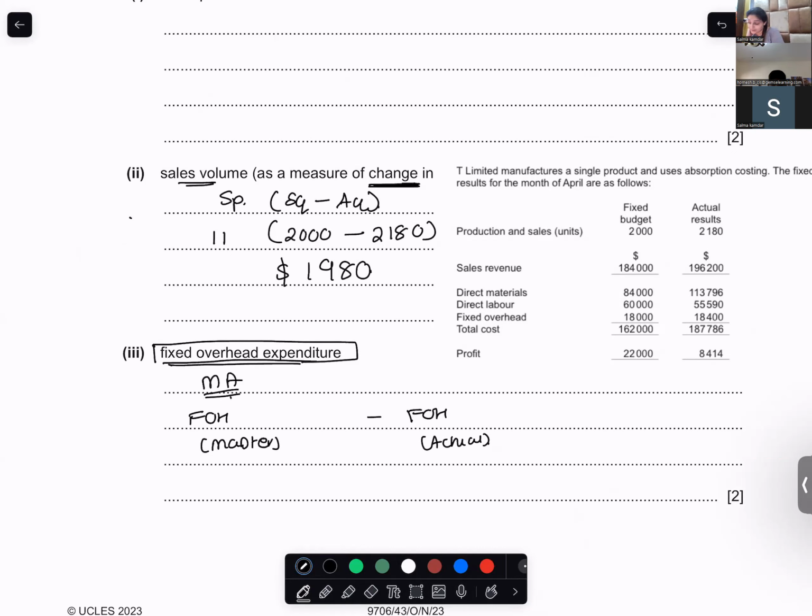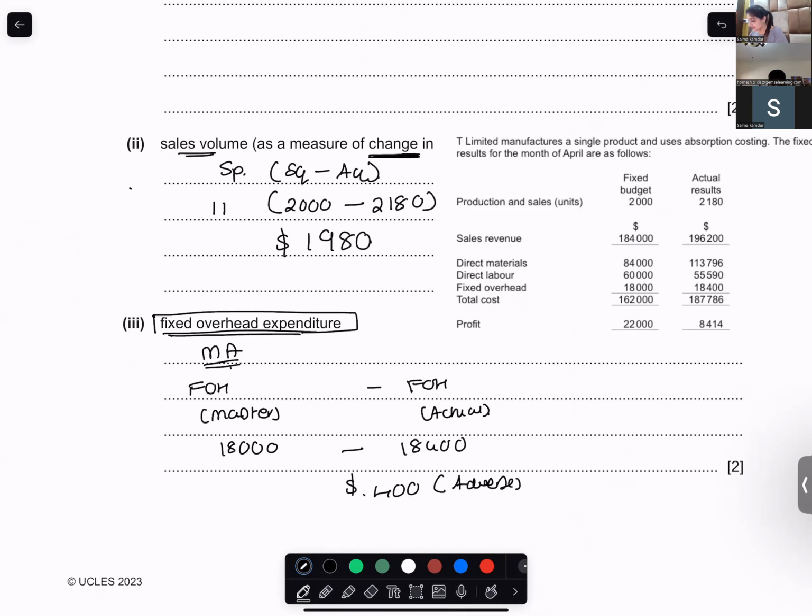So what is the fixed overhead as per master budget? 18,000. And what is the fixed overhead as per actual budget? 18,400. So negative 400, which is adverse. You don't say adverse and favorable with negative or positive. I've explained this to you multiple times. I just said negative with the calculation, so it's adverse in this case. Okay, fine.